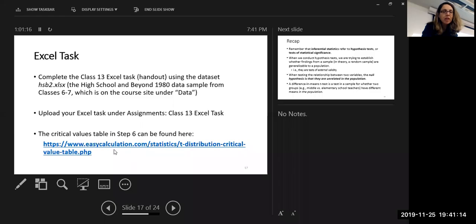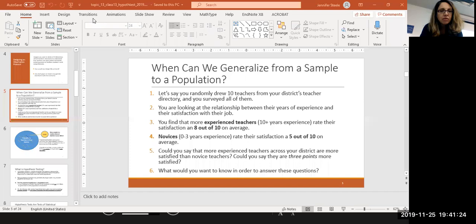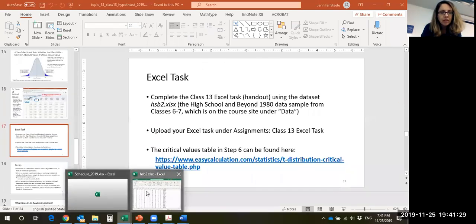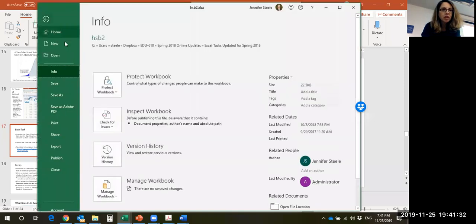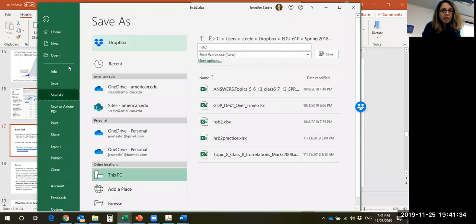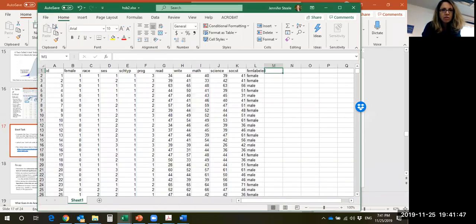Forward to this computer. Okay, so I'm going to record me doing this. Let's make sure I'm still sharing my screen. Okay, so for this Excel task, we're just doing a t-test. So you're going to be working with, oh whoops, no, I don't want to save as. I want to open the other thing.